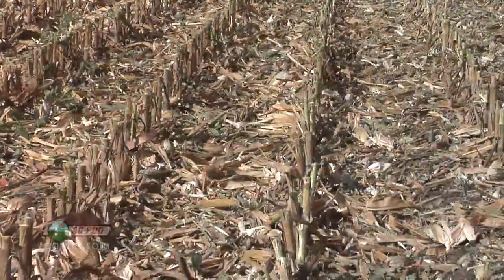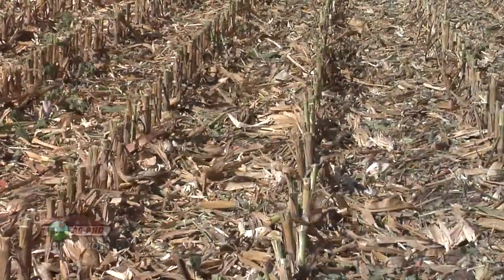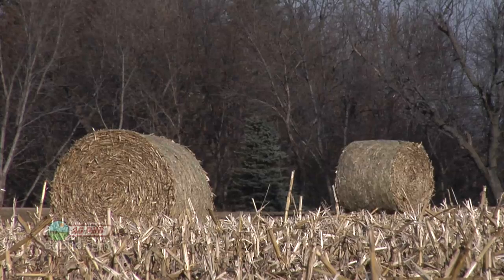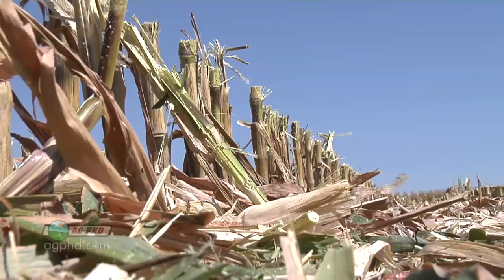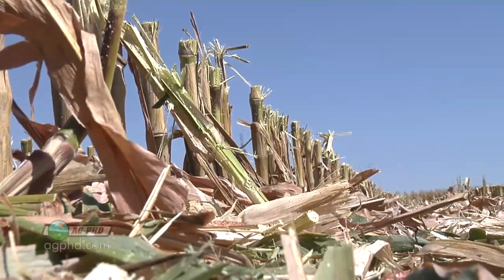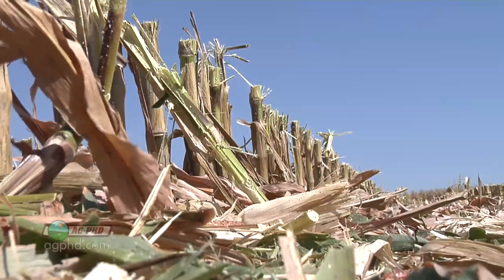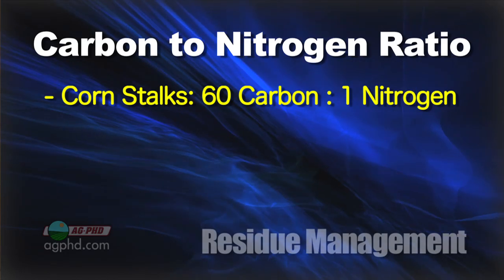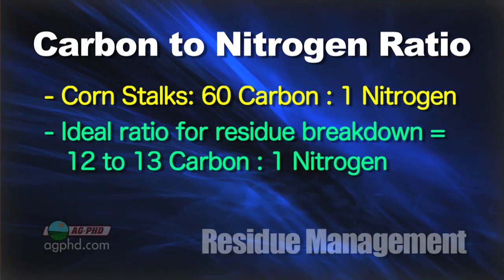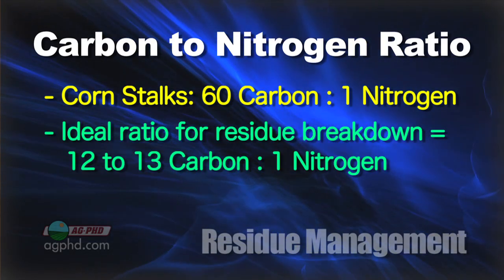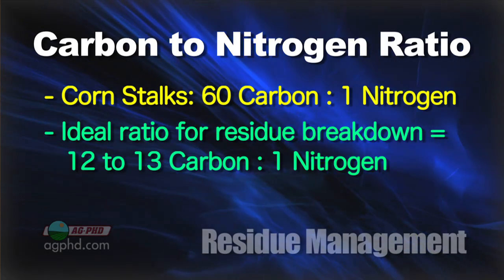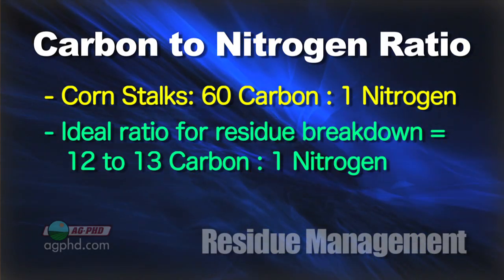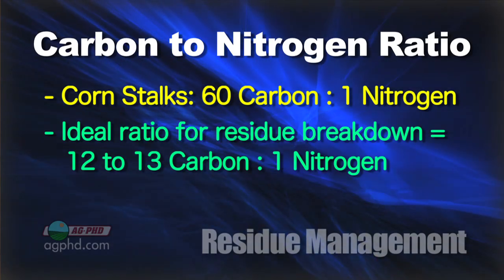Well, when you think about corn stalks, for example, how many tons are going to be out there per acre? There's quite a few. If you were to bale them up, you'd get quite a few bales per acre. So when we're looking at the weight of that residue, also think about that carbon to nitrogen ratio that I started talking about. With corn stalks, it's typically about 60 parts carbon to 1 part nitrogen. And for the microbes in the soil to break it down, we need to get that ratio down to about 12 or 13 parts carbon to 1 part nitrogen. So you can see why it's so important when we're trying to break down corn residue to add a little bit of nitrogen to the equation.